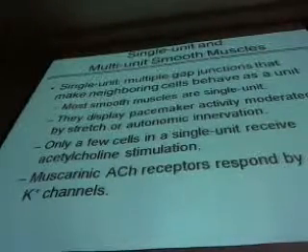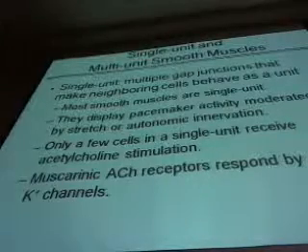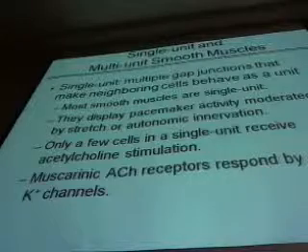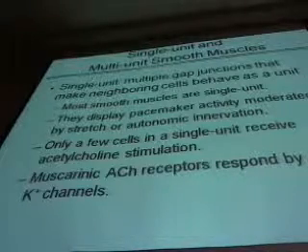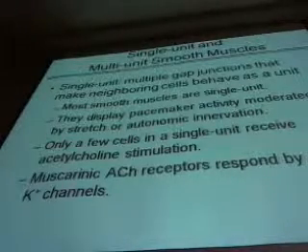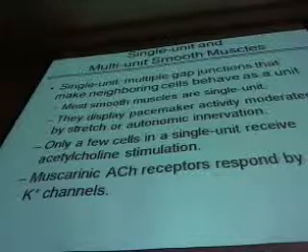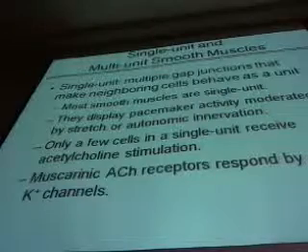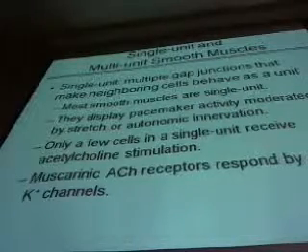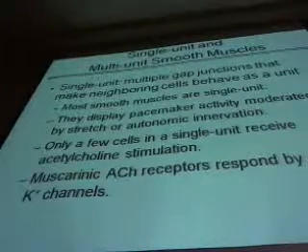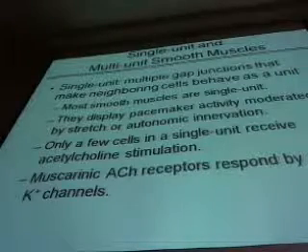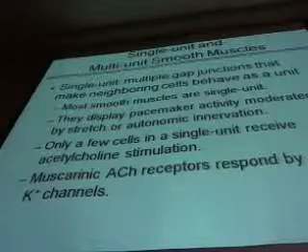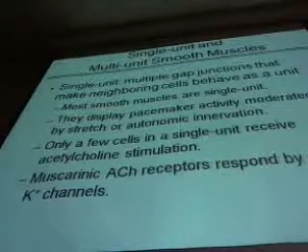Single unit: multiple gap junctions that make neighboring cells behave as a unit. What did we just talk about in the single unit? What organ would have a single unit? Heart. When one fires, they all fire. They display pacemaker activity, by stretch or autonomic innervation. The heart is stretch. The heart is autonomic innervation.